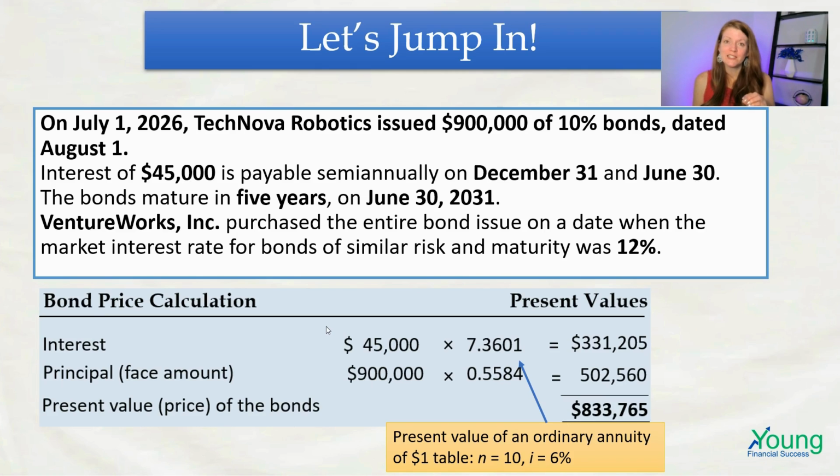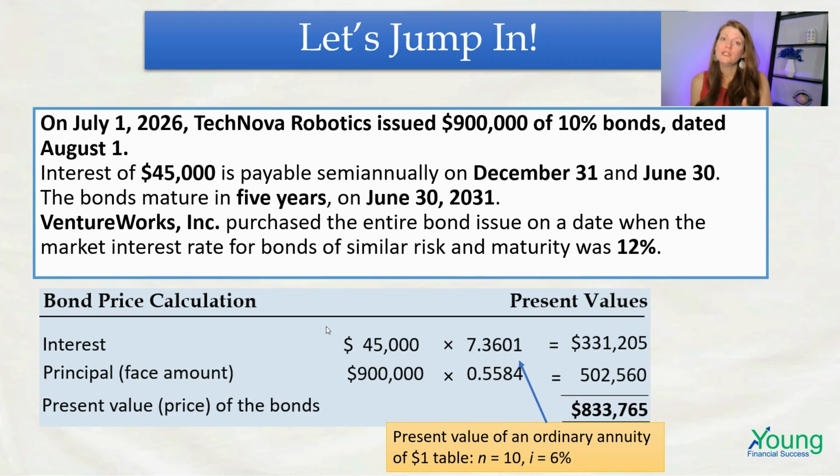So our interest, the $45,000 twice a year, times this factor we just calculated, gives us a present value for all of those $45,000 payments of $331,205. Now, the interest total over 10 payments will be $450,000, right? $45,000 times 10 payments, so it'd be $450,000, but the present value of it is $331,000.